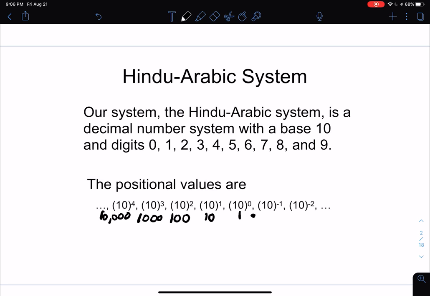And then in the other direction, with those negative exponents, those are your decimal values to the right of the decimal. 10 to the negative 1 is the same thing as 1/10, so that's your tenths place. 10 to the negative 2 is the same thing as 1 over 100, so that's your hundredths place. Then you have your thousandths, your 10,000ths, 100,000ths. So you have those THS endings in that direction. But that's what you've got going on with your Hindu-Arabic system.